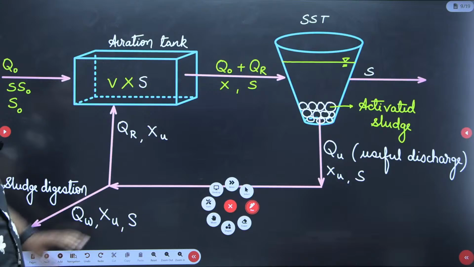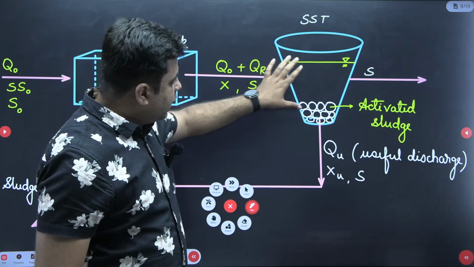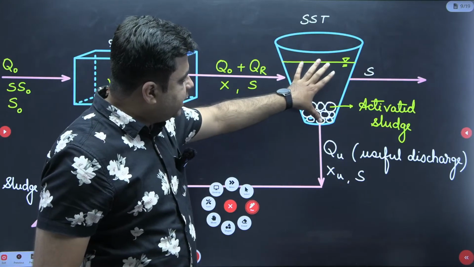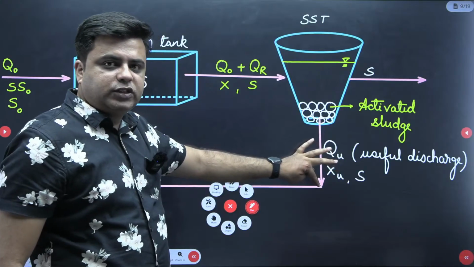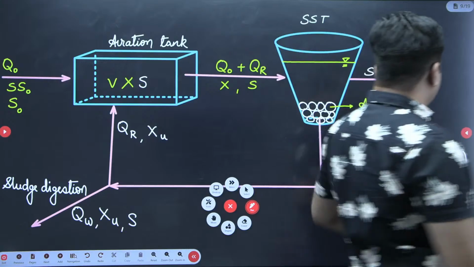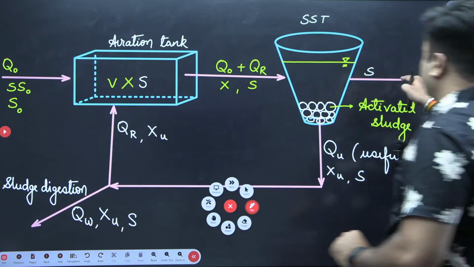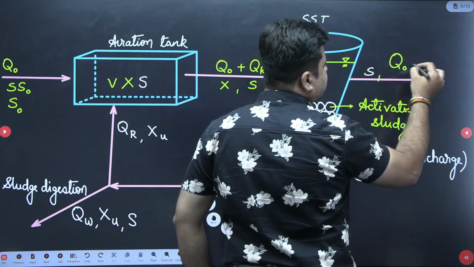Out of this Q naught plus QR, which is entering into the secondary sedimentation tank, QW is your useful discharge. So if you look into the amount of discharge that is coming out from here, it will be equal to Q naught minus QW.